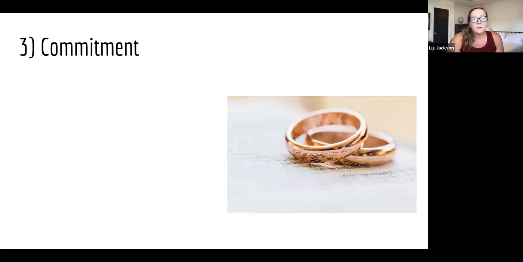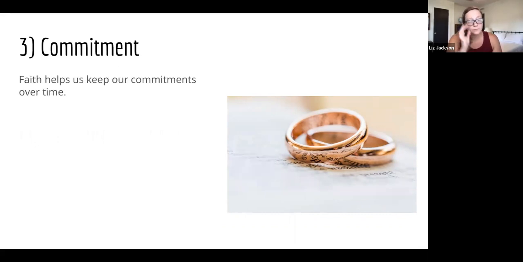Now let's move to component 3, the commitment component. So faith helps us keep our commitments over time. And I think this is actually one of the key and most important features of faith. One reason that faith plays an important role in our lives is because we have these commitments that we want to keep, and faith helps us with that.